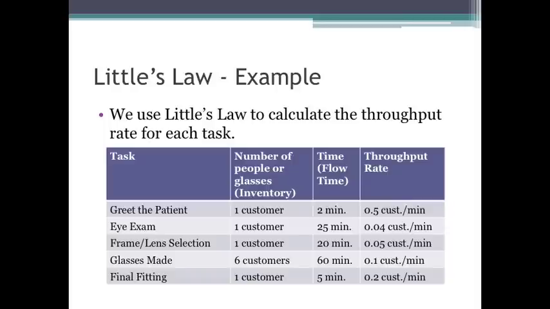For the eye exam, we're able to work on one customer at a time. Takes 25 minutes. 1 divided by 25 is 0.04 customers a minute. So we calculate the throughput rate for each step of the process by taking the inventory divided by the flow time. So we have a throughput rate for each step.